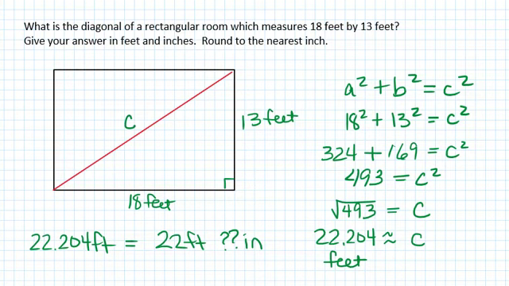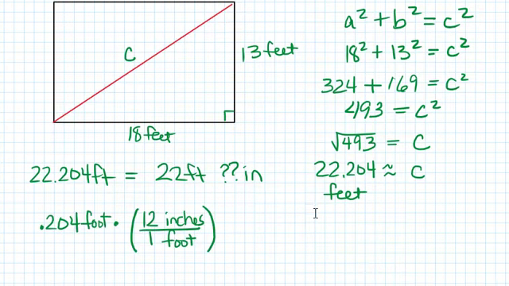Now remember, a foot is 12 inches. There are 12 inches in a foot. So one way of thinking of converting that decimal portion of the distance there is to multiply by 1 in a special way. So we're not changing the value, just the units. So 12 inches is equal to a foot. So if we write 12 inches over 1 foot, this is really just the number 1. And we're going to multiply 0.204 feet by that. Think of this as being over 1 as well.